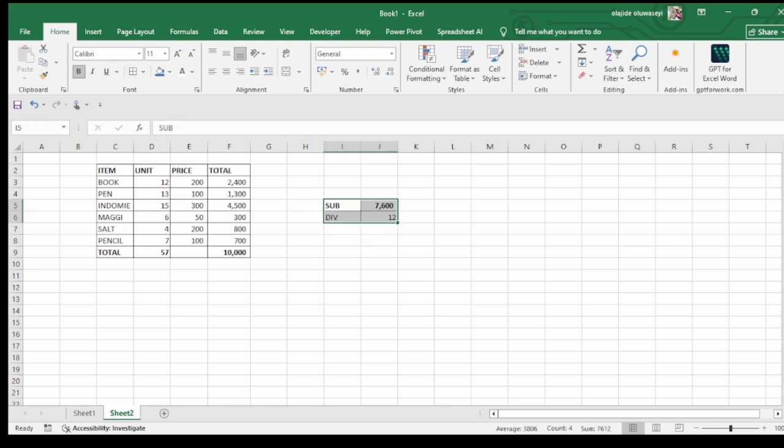I'll be doing another video to explain these things again. We have the subtraction, we have the division, we have the addition here, and we have the multiplication here. Are you with me?